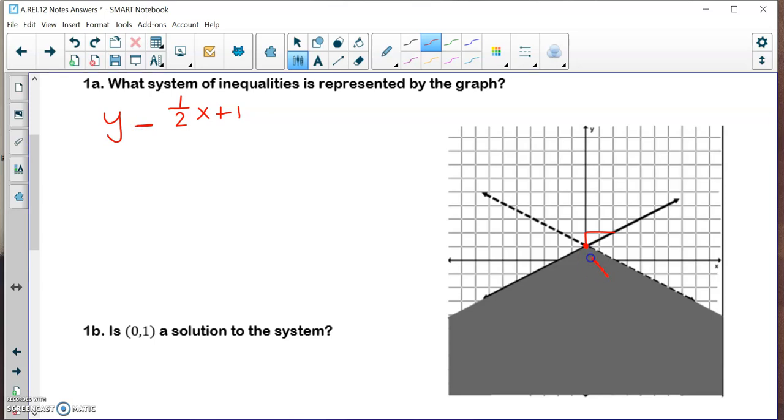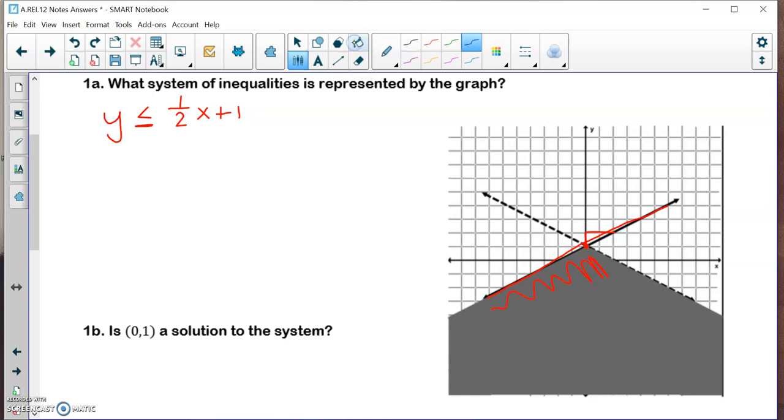And since the shading is below this red line here, then that would mean that this is y less than or equal to 1/2 x plus 1. So that's my first inequality.